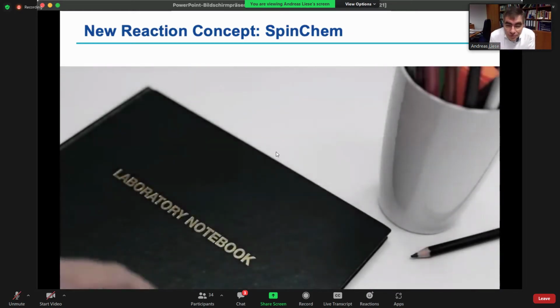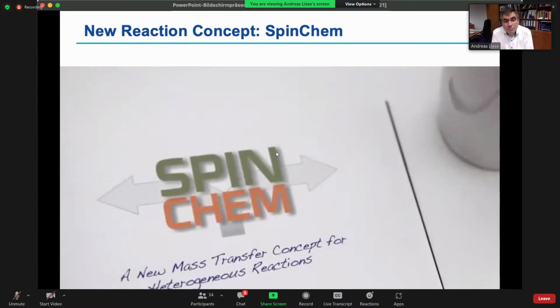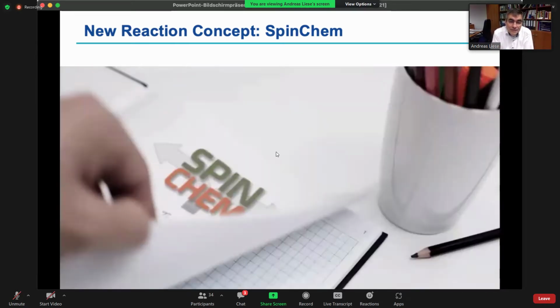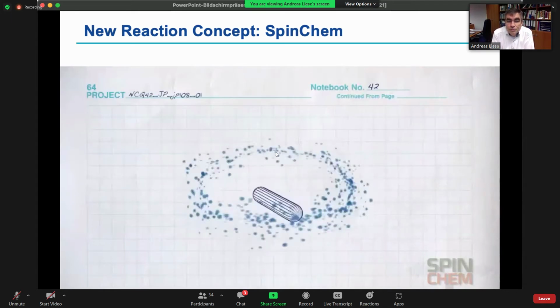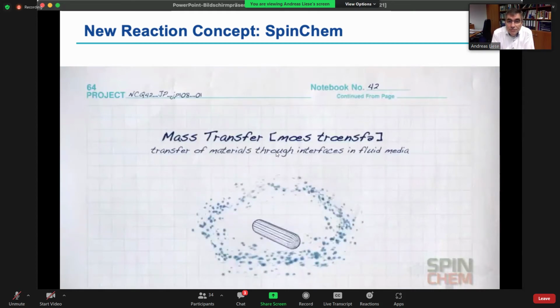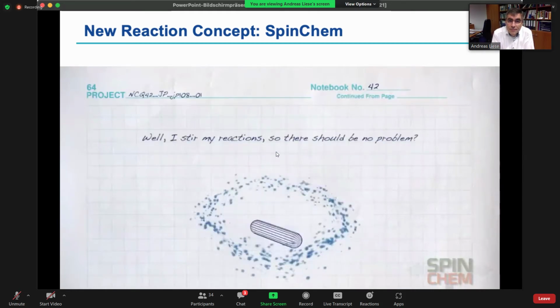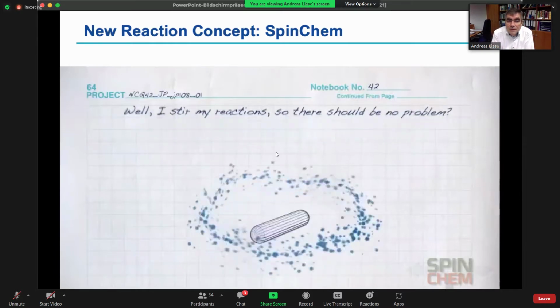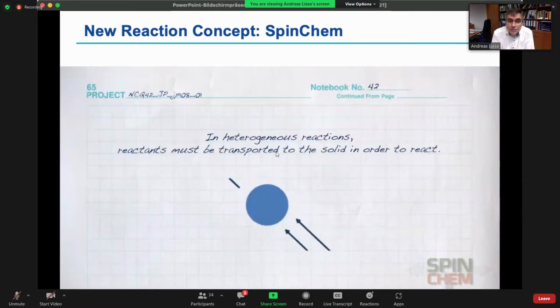Okay, so what is the principal idea? The company is named SpinChem, and it is the following. So we have a stirrer that is moving, you see, with particles, same rate. There we do have mass transfer limitation. So what can we optimize? The problem is reactants must be transported to the solid in order to react for sure.